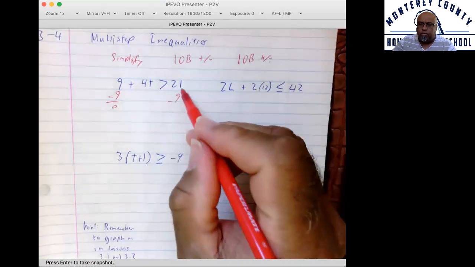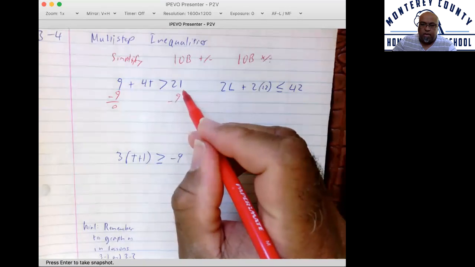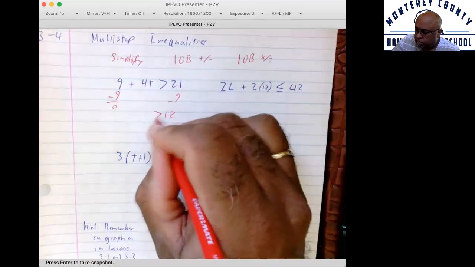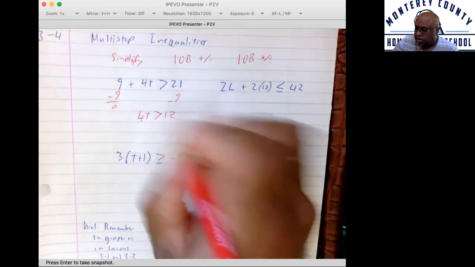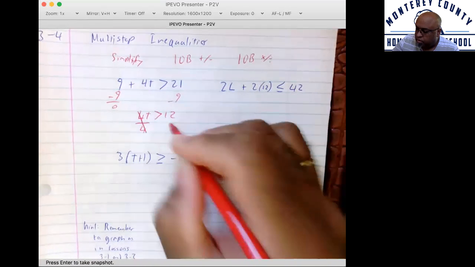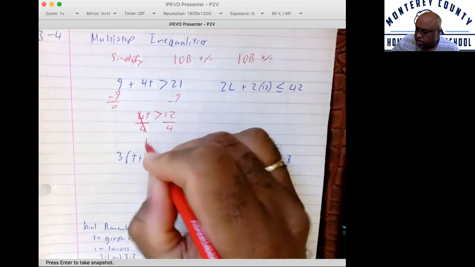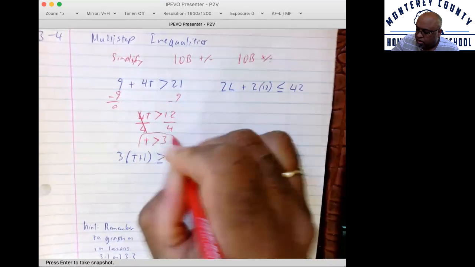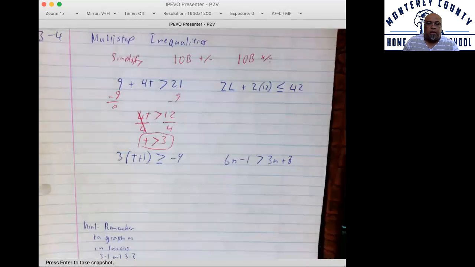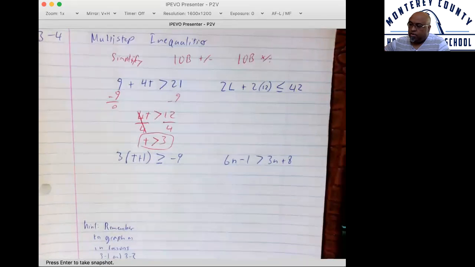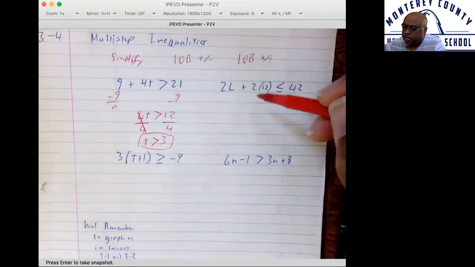Okay, let's see, 21 minus 10 would be 11, so 21 minus 9 would be 1 more than 11, that'd be 12. So now I have 4t equals 12. I'm going to divide both sides by 4, and I end up with t is greater than 12 divided by 4 is 3. Okay? Now again, this may as well be an equation with an equal sign. So let's go ahead and solve this problem here for my last video for today.